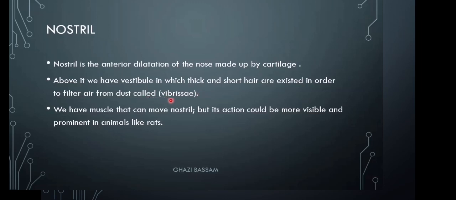Now, in turn, we talk about the histology of the vestibule. We find it is the same as skin, which is a stratified squamous keratinized epithelium with a sebaceous gland and a sweat gland as well as hair follicles. We have a muscle that can move the nostril, but its action is limited in human beings, and its action could be more visible and prominent in animals like rats.